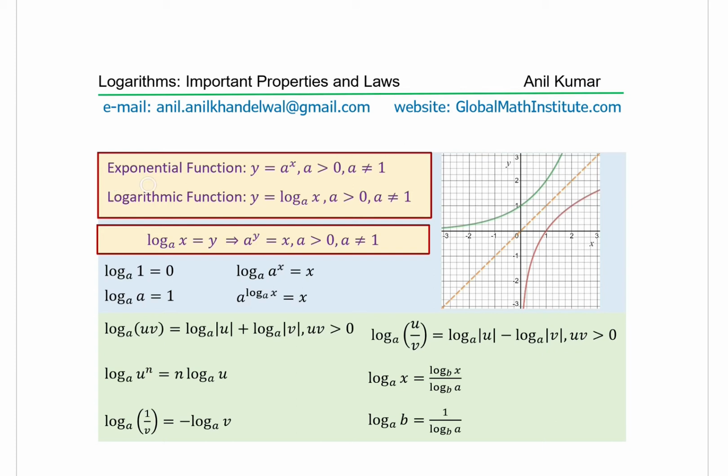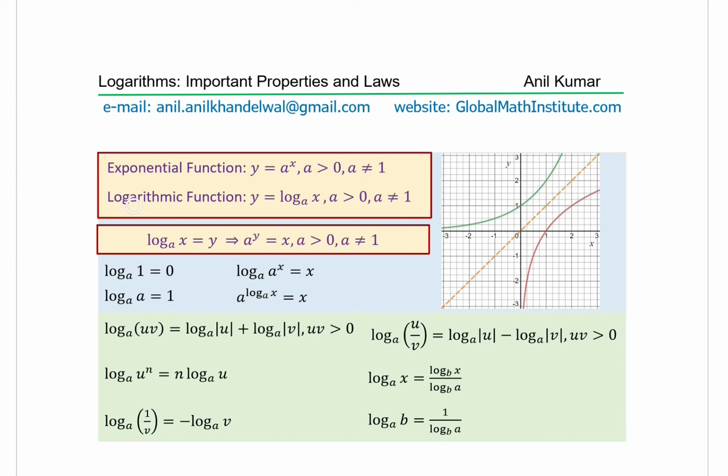So the exponential function is basically y equals a to the power of x, where a is greater than 0 and a is not equal to 1. If a is 1, you get a constant line y equals 1, which is not always increasing, and that is not an exponential function. And that is why we have the restriction that a should not be equal to 1. Hope that makes sense.